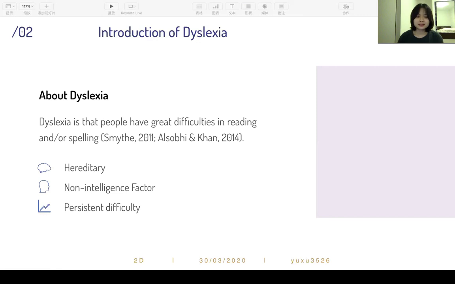The last one is persistent difficulty. Dyslexia is best understood as a persistent difficulty with reading and spelling.